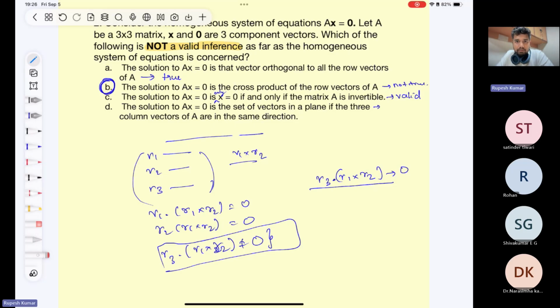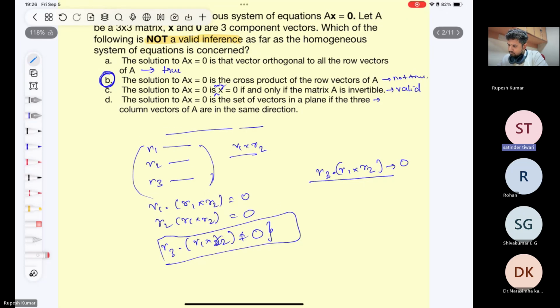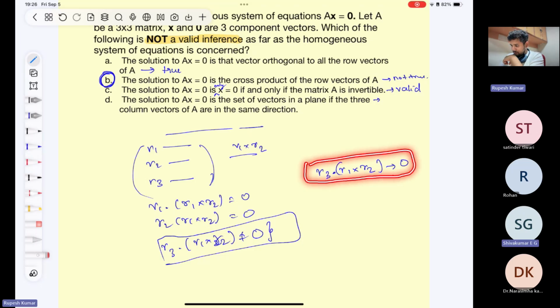Am I audible? So I think he doesn't have any doubt. So Satinder, you were trying to say something. Can you just quickly say your doubts? I'm saying that if the matrix A is not invertible, if it is singular, then it may happen that out of infinitely many solutions, x can be zero also.